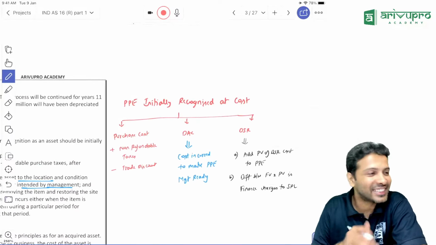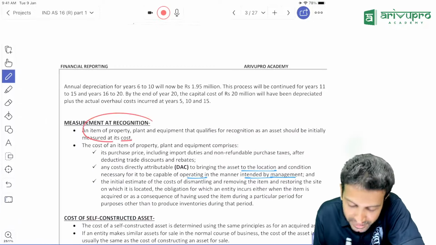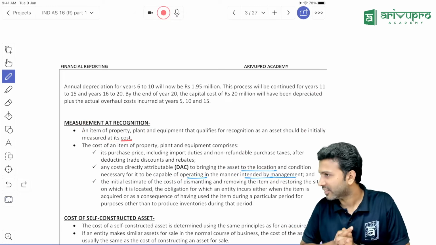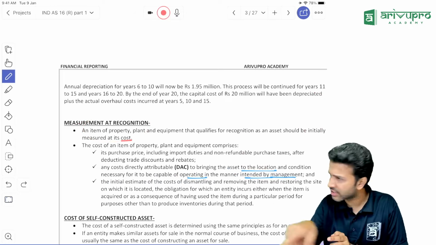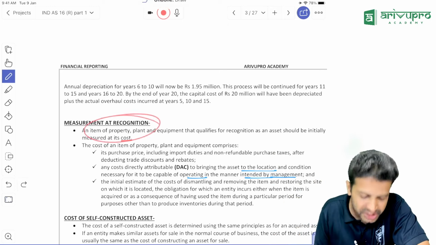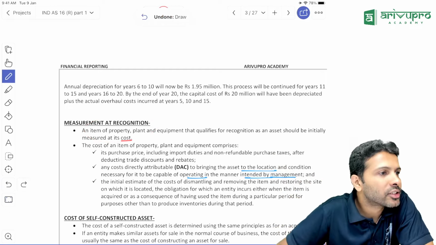Okay, fine. Next one is measurement at recognition, or let's do a thing. How much of it you remember, we will see. Or is it okay? Once I'll review this concept also, and then we'll have a quick recap. Okay. Measurement at recognition. Sir, this is to recognize new part.